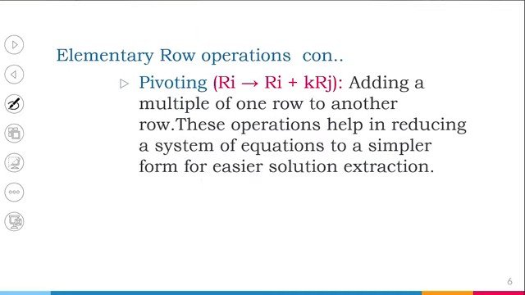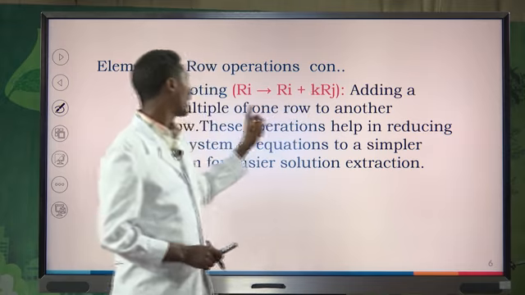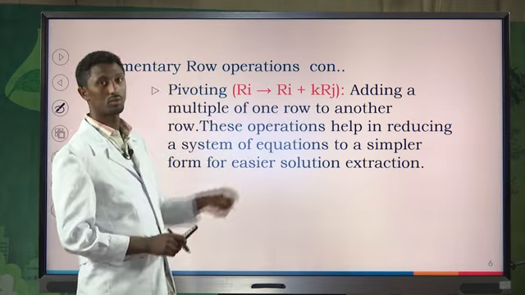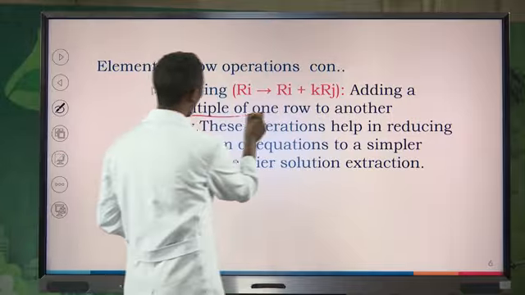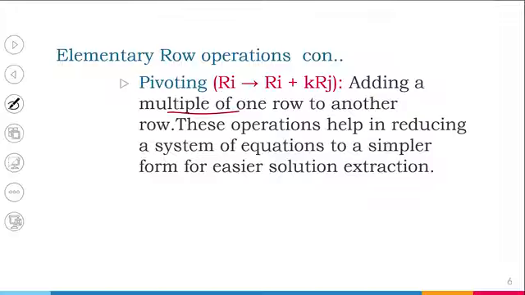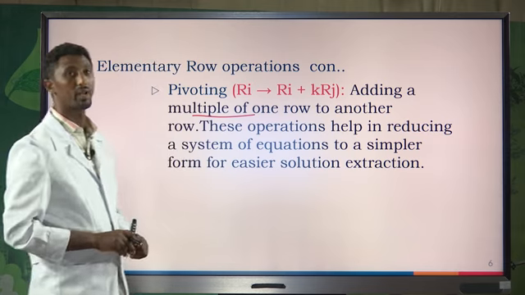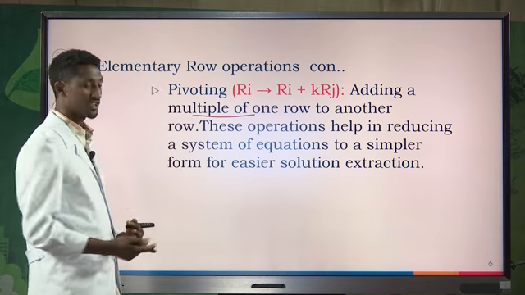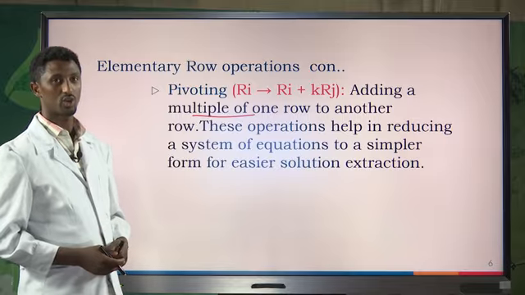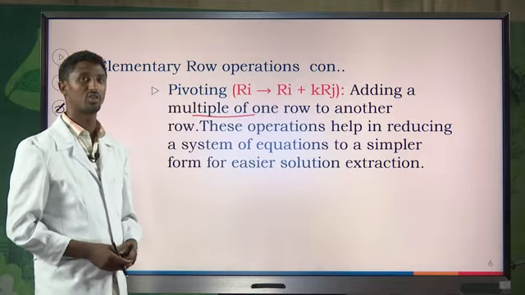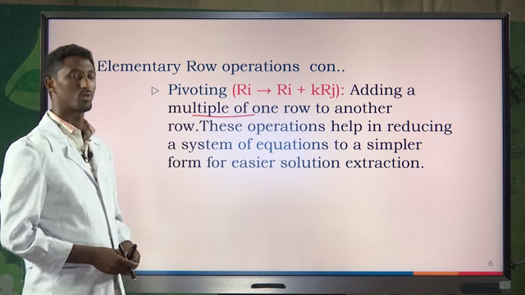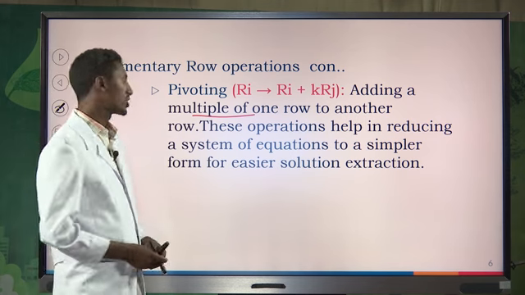Then the third one, pivoting, which is Ri being changed to Ri plus k times Rj, adding a multiple of one row to another row. This operation helps us reduce a system of linear equations to a simpler form for easier solution extraction. To determine the solution, we will use these 3 basic elementary row operations: rescaling, pivoting, and swapping.